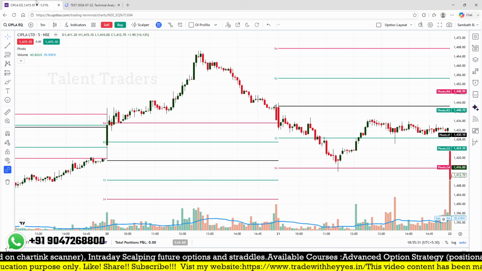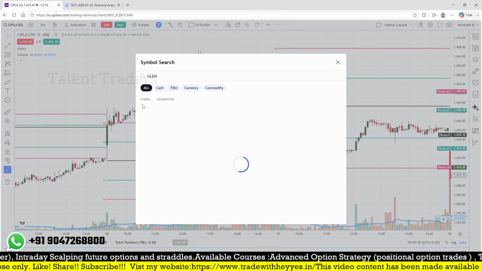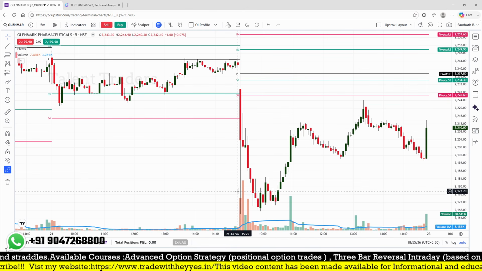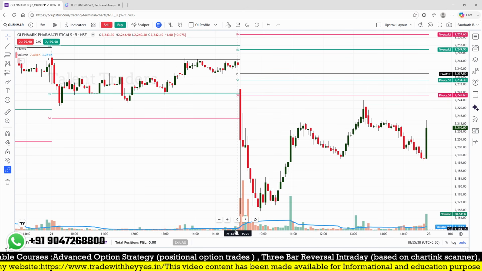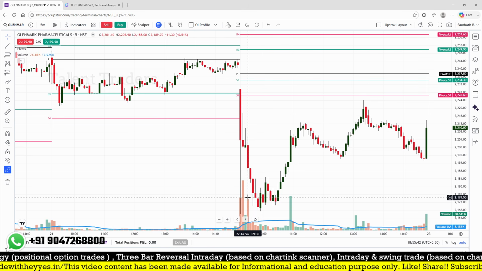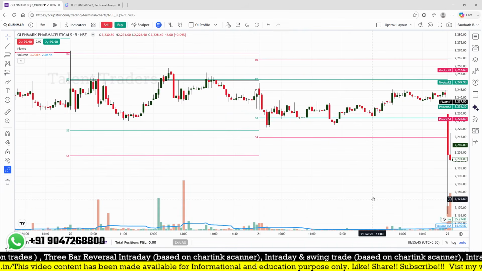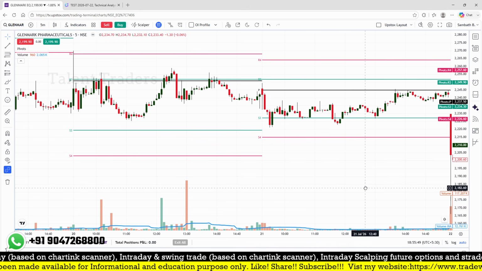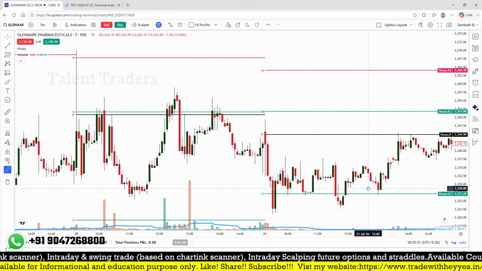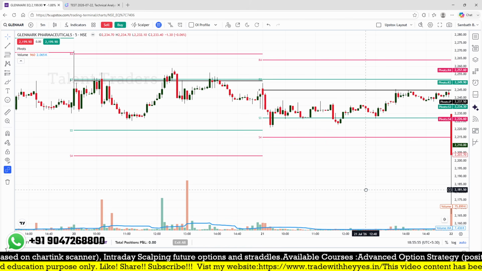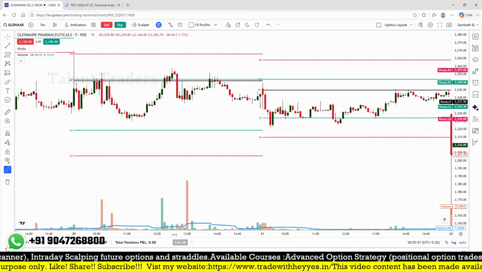Let me check Glenmark. 20 times. You can increase the number. You can look at this: the first candle, previously the volume is very less, 215, and this particular candle is very huge, 75. Previous to previous it is somewhere around 3.7, and this particular candle it's almost 75.